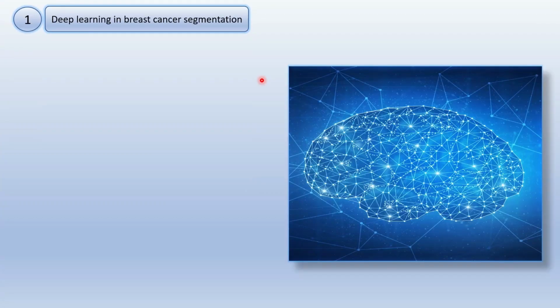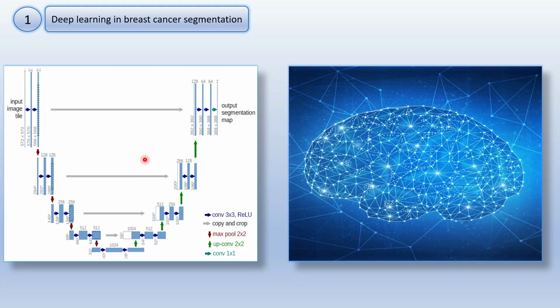First things first, deep learning stands out as one of the most state-of-the-art modalities in the search for a reliable method to classify or segment breast cancer. It all started with the introduction of the famous UNet architecture, which demonstrates formidable results and is considered a reference in biomedical image segmentation.